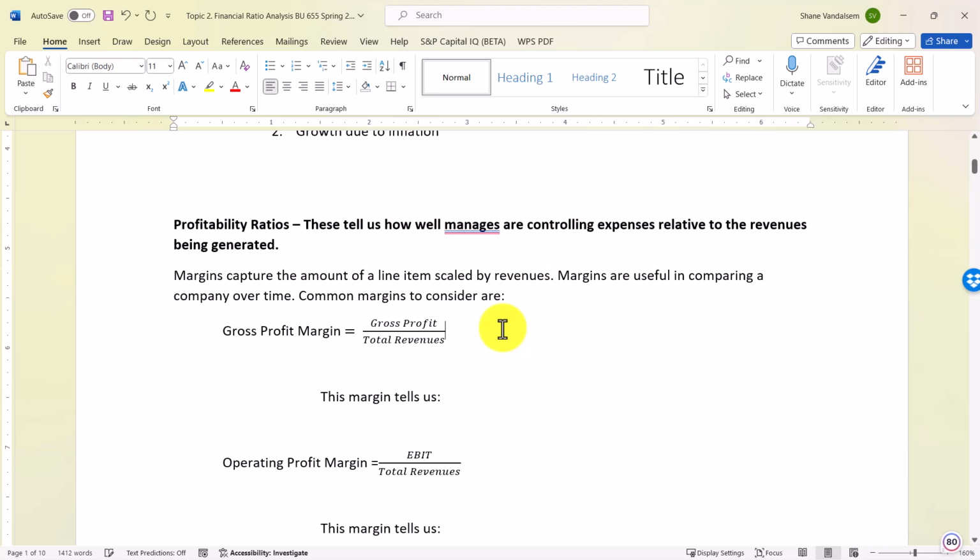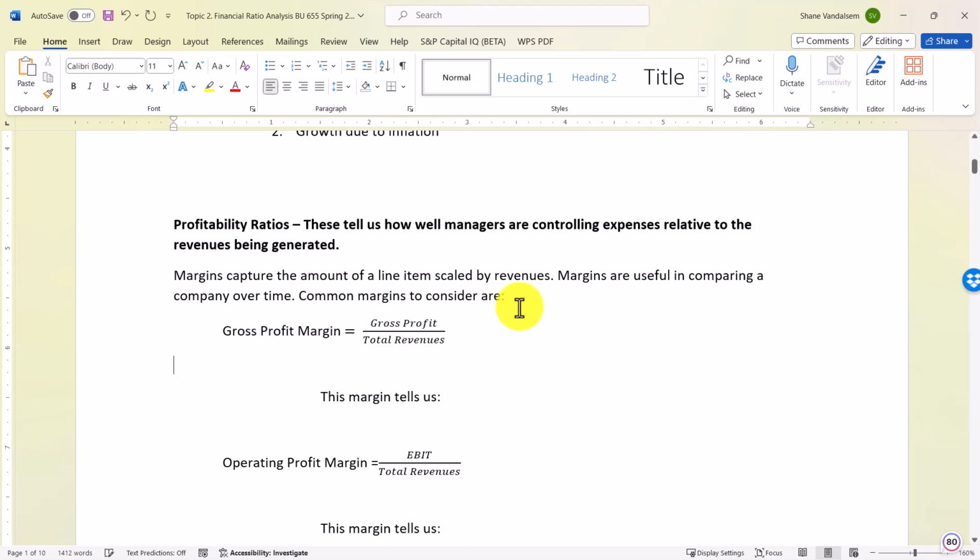So you'll hear the term margin a lot when we talk about profitability ratios. And so we're going to talk about the three main ratios that are based on a margin in this first part. So margins capture the amount of a line item scaled by revenues. And that's the key thing here.